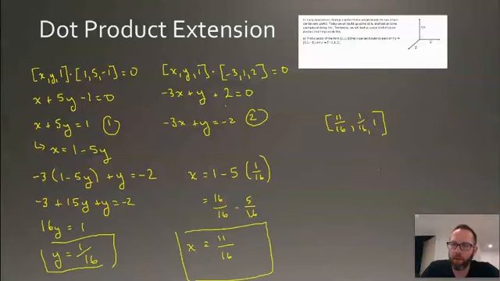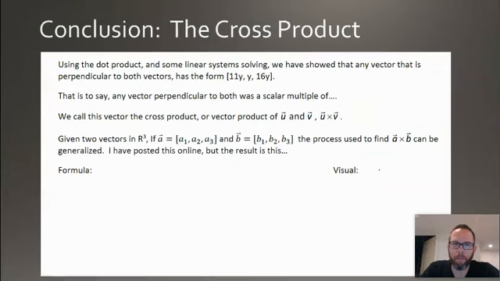11 over 16, 1 over 16, 1. If you scale that vector by 16, you do get 11, 1, 16. And that brings us to what we're getting into today. So using the dot product and some linear systems, we showed that any vector perpendicular to both vectors has the form 11 times some number, that number, and 16 times that number. Which is just a fancy way of saying that any vector perpendicular to U and V was a scalar multiple of the vector 11, 1, 16. We give this vector a special name. We call this the cross product of U and V, or vector product.